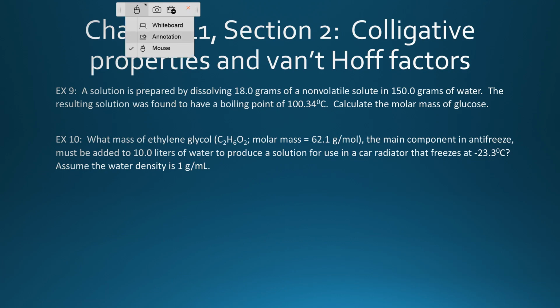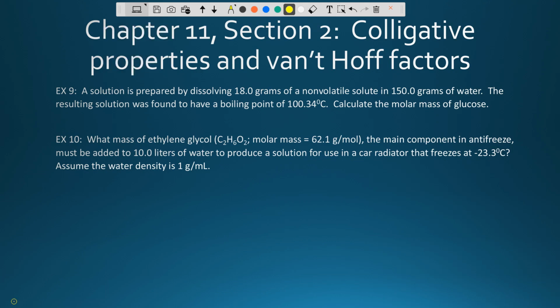Okay, and so in the problem, we're going to be taking a look. I have 10 liters of water. 1 liter is 1 kilogram, so this is exactly 10 kilograms of water. And I have my molar mass here. Let's see, and the question is asking what mass of this is going to allow us to not freeze until negative 23.3. All right, so that means that my change in freezing is 23.3 degrees Celsius. Remember, that's the change. And so that's going to be a function of 1.86 times my molality, because I want to know what mass. So that's going to be a function of my molality.